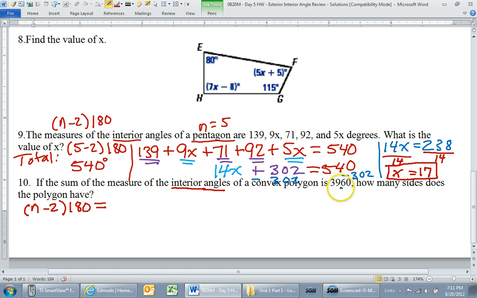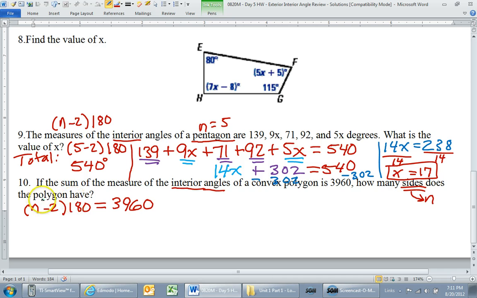But we're told what the sum is, 3,960. Okay, so n minus 2 times 180 should equal 3,960. This is the expression for the total degrees, and this is the total degrees. How many sides does the polygon have? Well, that's just n. So all we really have to do is solve this equation for n.